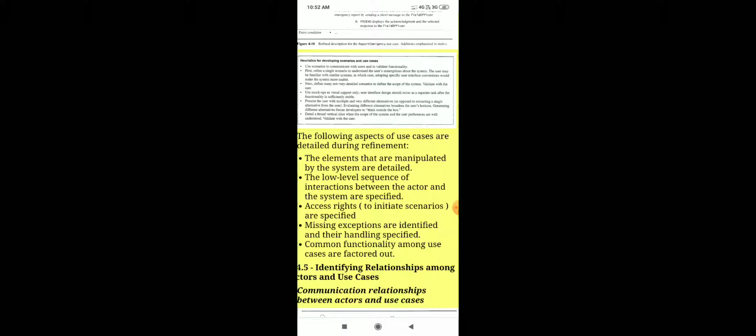The next point is identifying relationships among actors and use cases. Communication relationship between actors and use cases. There are different methods for communication relationship between actors and use cases. One is extend relationship, second is include relationship, and third one is extend versus include relationship. What do you mean by extend relationship between use cases?